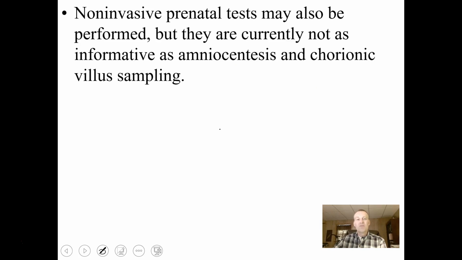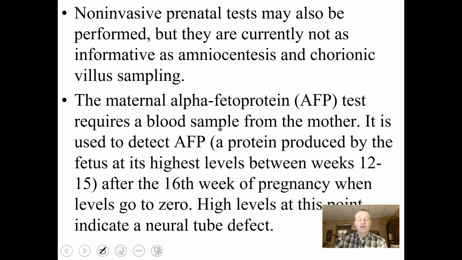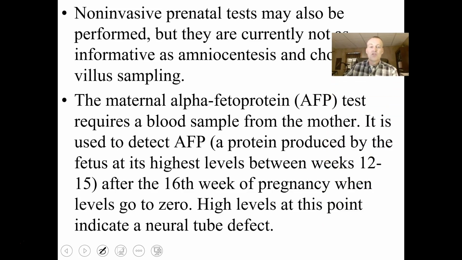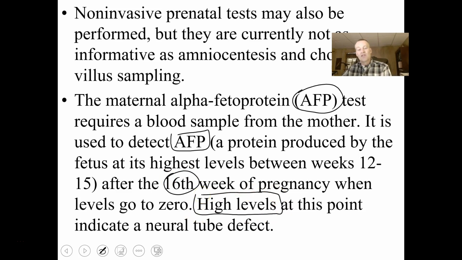So that's a good way of testing for genetic anomalies. There are some non-invasive prenatal tests that can be performed, but they're not as informative as amniocentesis or chorionic villus sampling. So maternal alpha fetal protein tests, or AFP tests, require a blood sample from the mother. It's used to detect AFP, which is a protein produced by the fetus between the weeks of 12 and 15. And then after the 16th week of pregnancy, the levels of AFP go to 0. High levels after this point in time, after 16 weeks, indicates there may be some kind of neural tube defect or deformation.